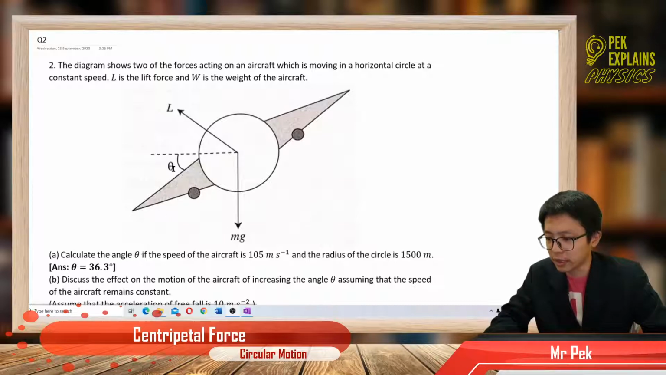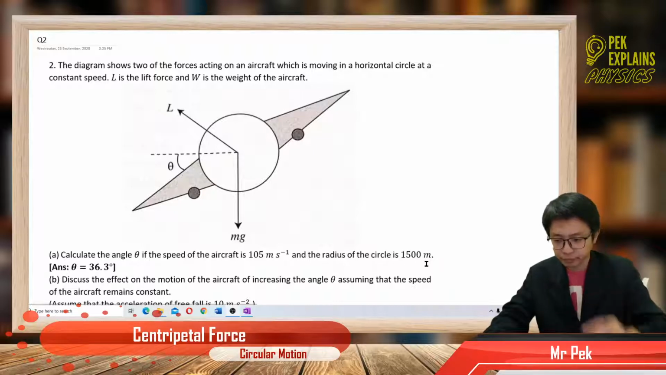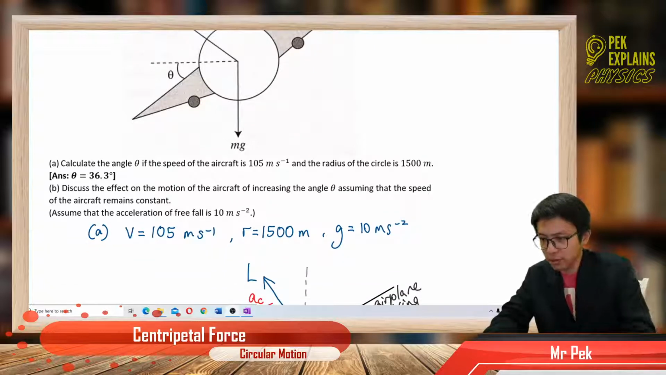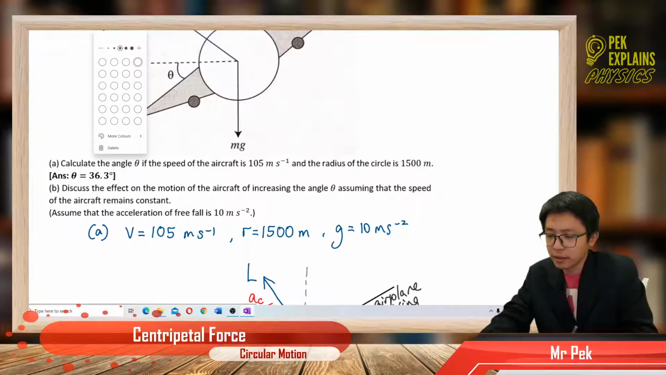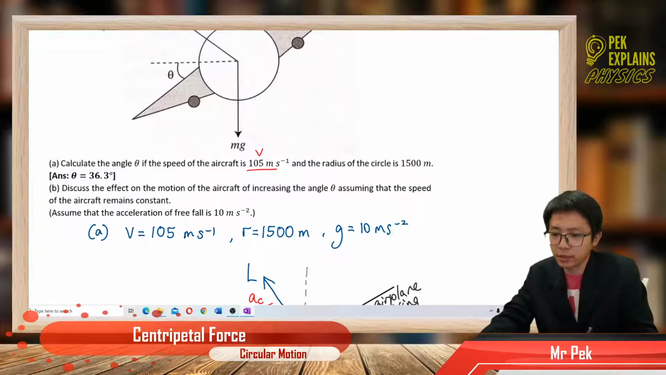Calculate angle theta. So this is the theta. If the speed of the aircraft is 105 meter per second and the radius of the circle is 1,500 meter. Oh, so he already gave us the speed, and also the radius.